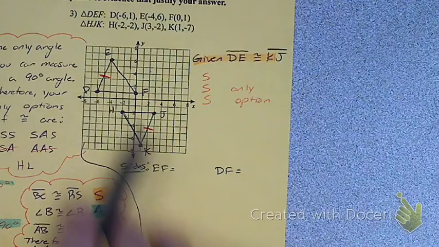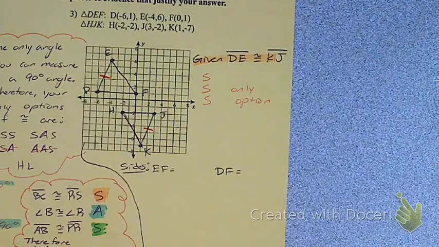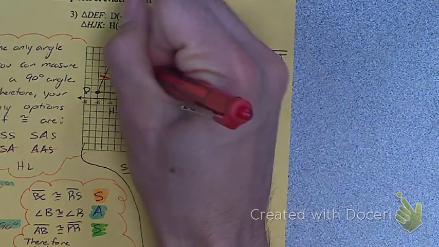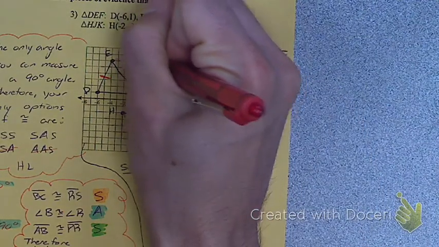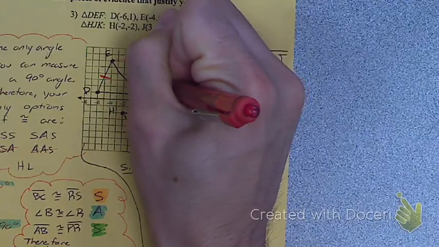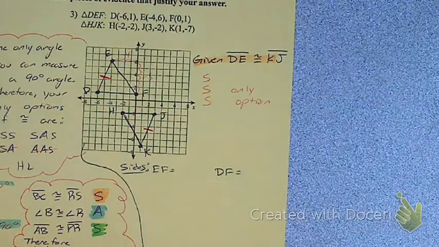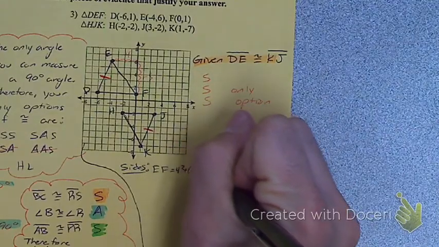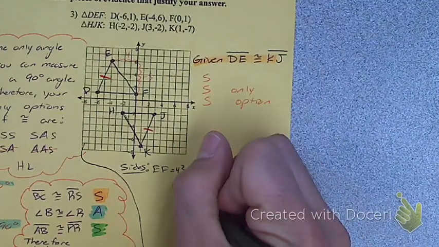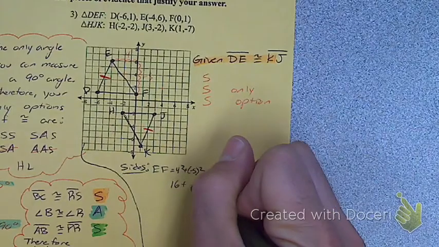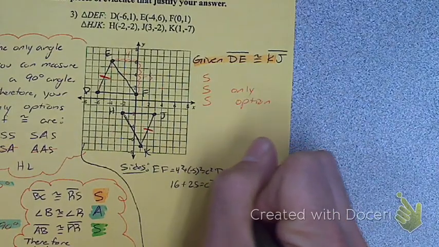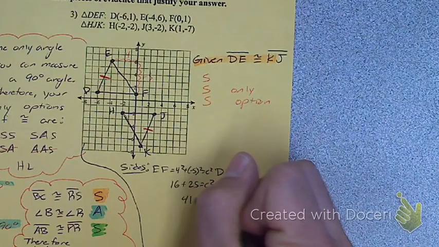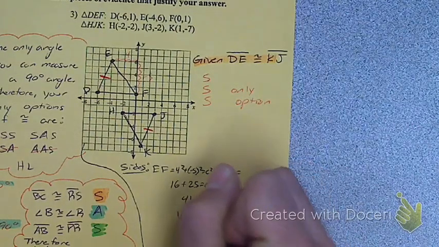So, EF, what are my two numbers for my rise and run? 1, 2, 3, 4. And 1, 2, 3, 4, 5. Negative 5. For EF, I have 4 squared plus a negative 5 squared. 4 squared, that's 16, plus 25. What does that give me? That would be 41. Therefore, that amount is a square root of 41.